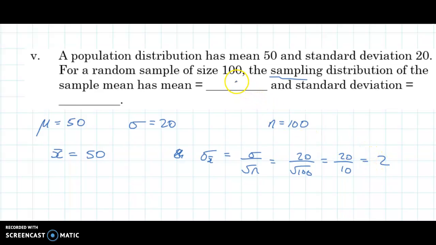So in here we put 50, and down here we put 2. I think that's about it.